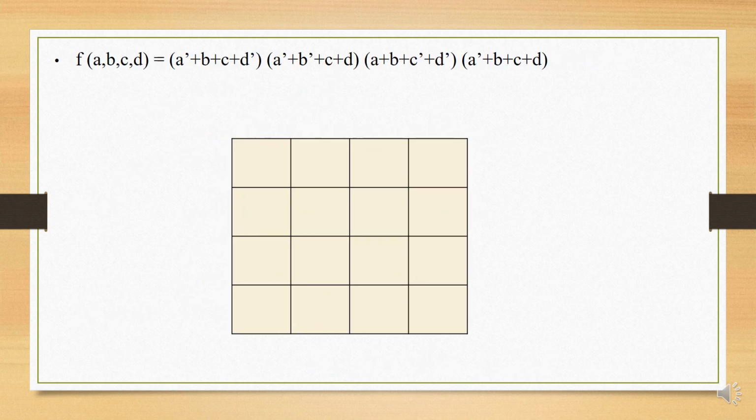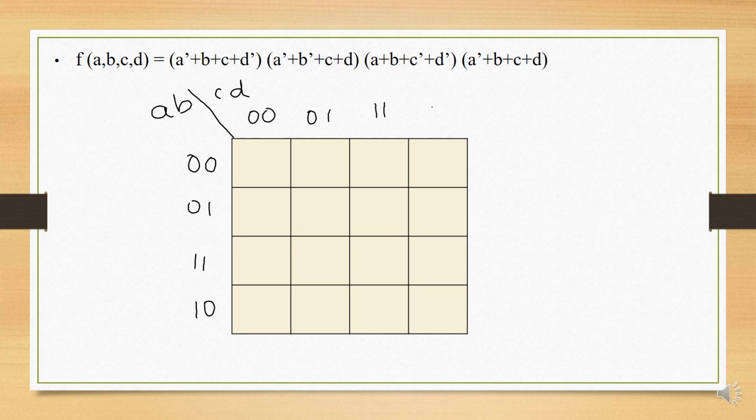The next function is f of abcd equal to (a bar plus b plus c plus d bar) dot (a bar plus b bar plus c plus d) dot (a plus b plus c bar plus d bar) dot (a bar plus b plus c plus d). It is a Maxterm canonical form. For the given Maxterm canonical form, you need to plot the K-map by placing logic zeros in it. So let me write the K-map and plot the given Boolean function. So this is 0, 0, 0, 1, 1, 1, 1, 0.